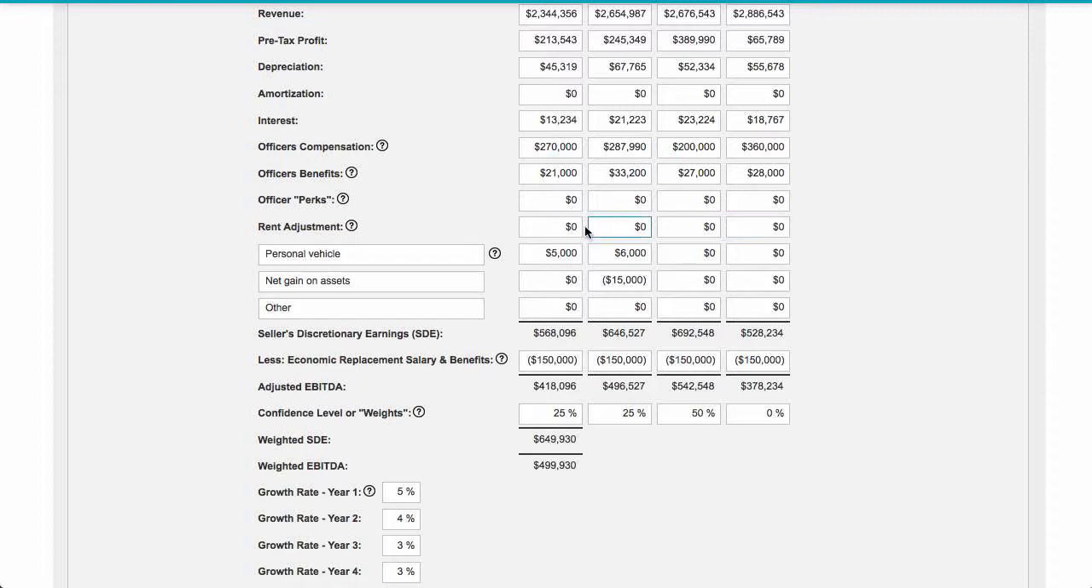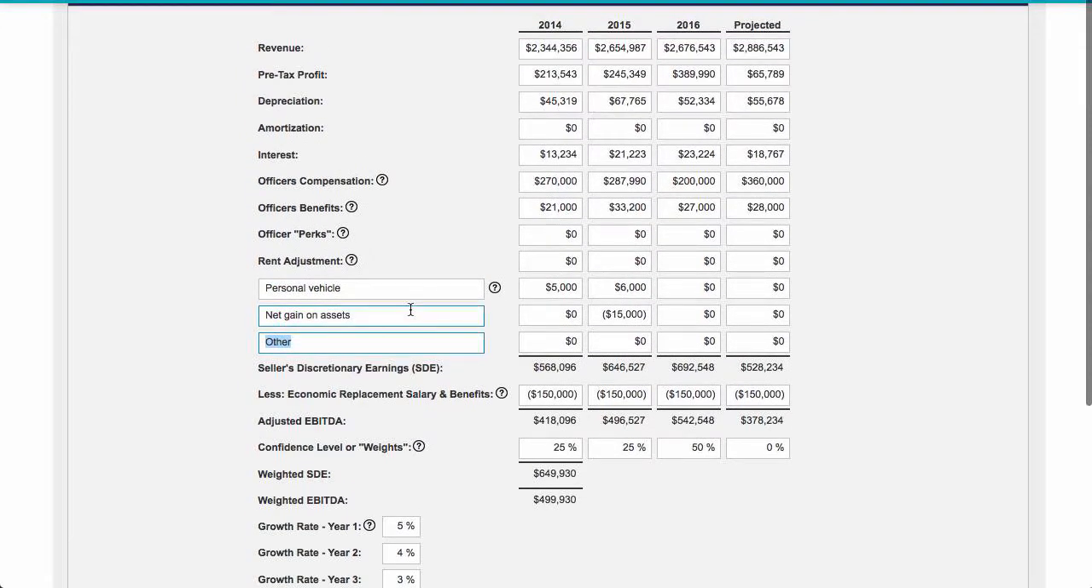If there are rent adjustments, this is where you would put these in the rent adjustment section. We've added a few different lines here for other add backs. So these may be add backs that aren't included in rent, perks, benefits, and compensation. So we've given you the ability to add in your own add backs. And what we've done here is added personal vehicle. 1 year there was a net gain on assets.